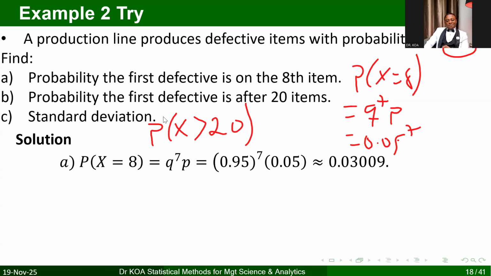Yes. So how do you find it? It means that P is going to be what? First of all, 1 minus P.